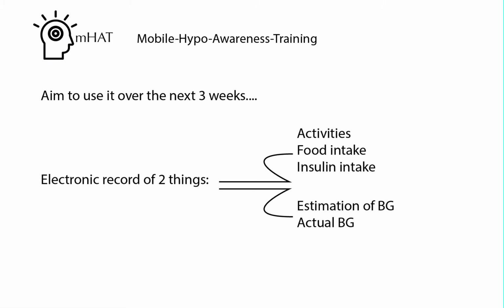The mHAT works as an electronic record of 2 things: information about your recent activities, food and insulin intake, and your estimation of your current blood glucose level and what it actually is.